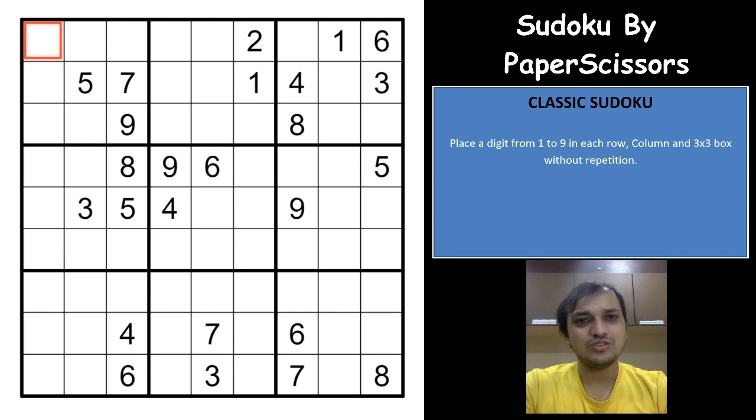Now this Sudoku is constructed by Paper Scissors, and I really thank the author for giving us an opportunity to cover a video on our channel.